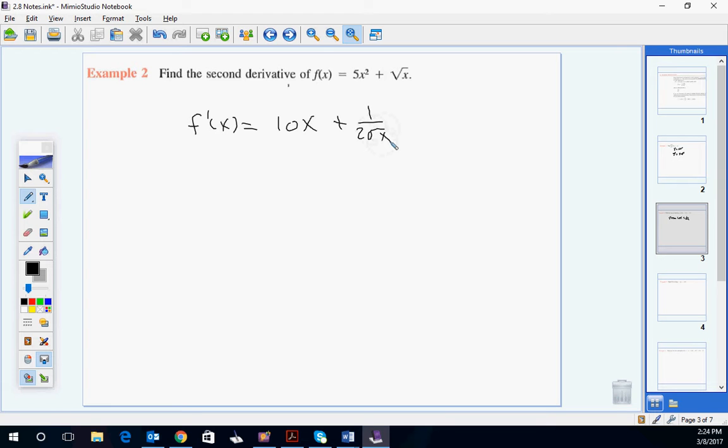Like I was telling Joe, you can write this, no problem, with exponents still, which might be easier in this case, just because we're taking the derivative again. So it'd be 1/2 x to negative 1/2. So then your second derivative would be 10 minus 1/4 x to the negative 3/2.